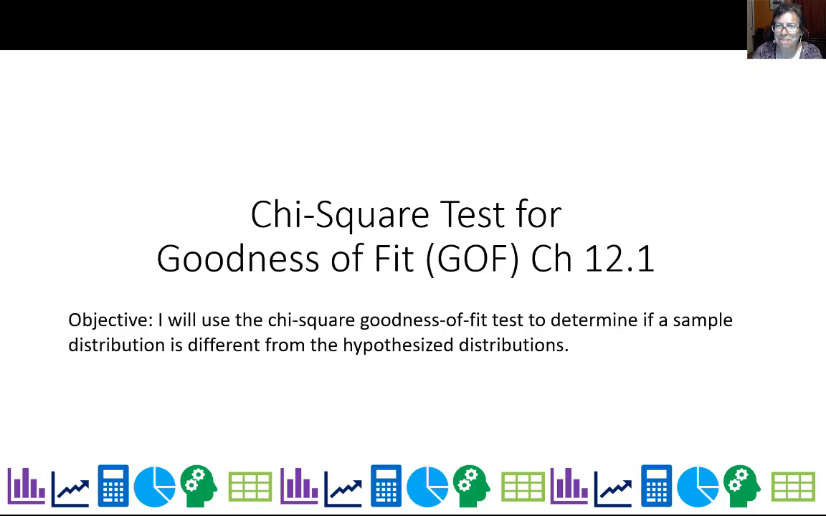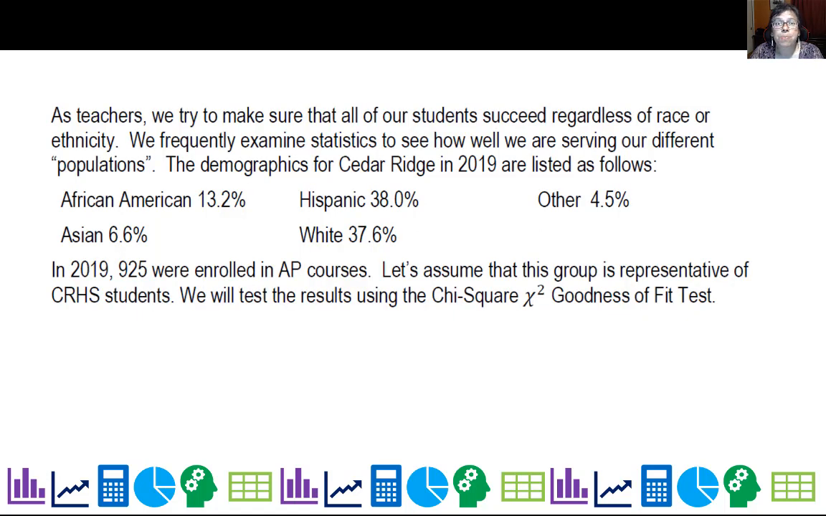Get it? Null hypothesis. And we are going to still be using null hypothesis today as we learn how to use the Chi Square test for goodness of fit, or the GOF test. So we're going to go ahead and take a look at an example in AP enrollment.